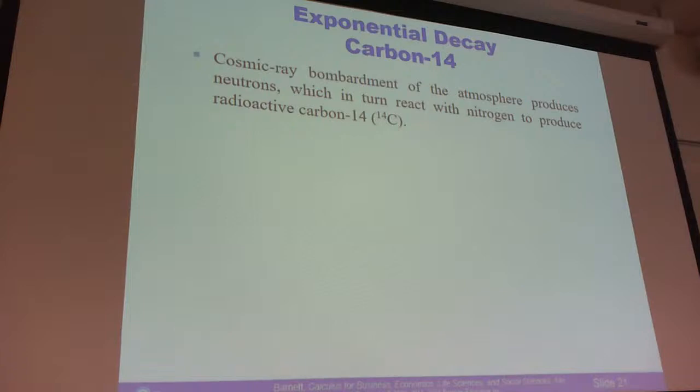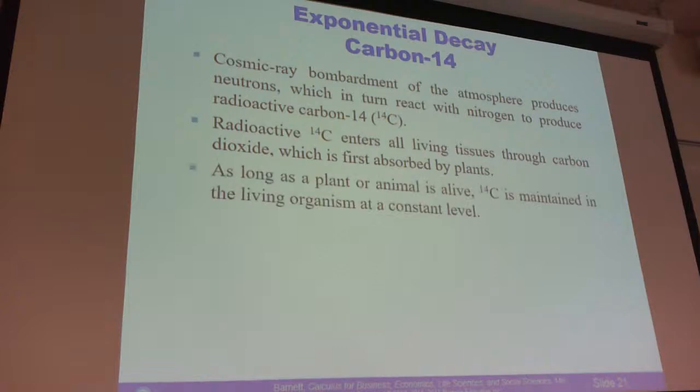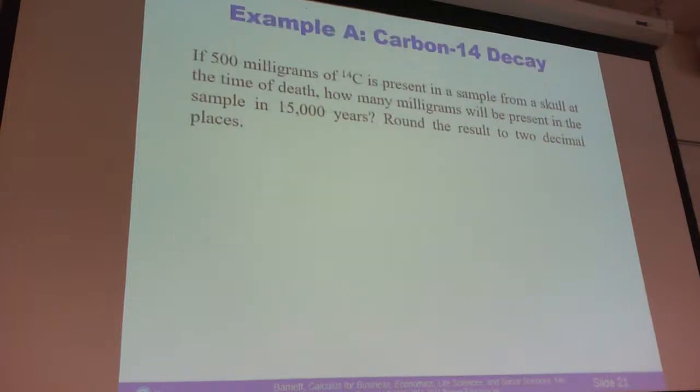And then here's another one. Cosmic ray bombardment of the atmosphere produces neutrons, which in turn react with nitrogen to produce radioactive carbon-14. Radioactive carbon-14 enters all living tissues through carbon dioxide, which is first absorbed by plants. As long as a plant or animal is alive, carbon-14 is maintained at the organism level. And here's the formula: A equals A_0 e to the negative 0.000124 raised to the t, where A is the amount present. So we're going to use that equation. I'll show you in a minute.